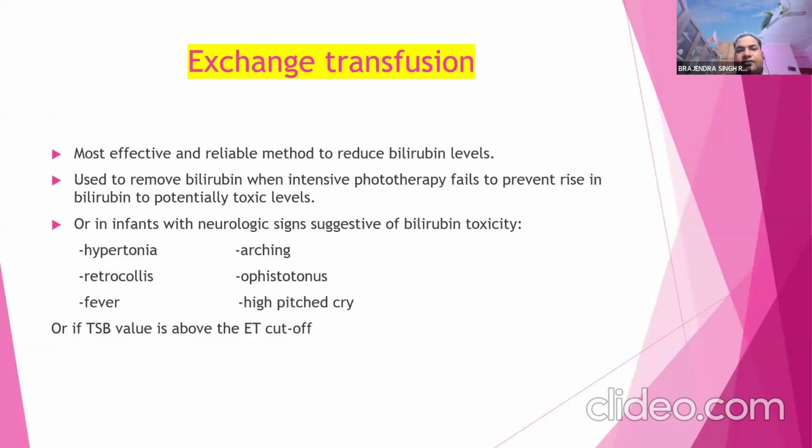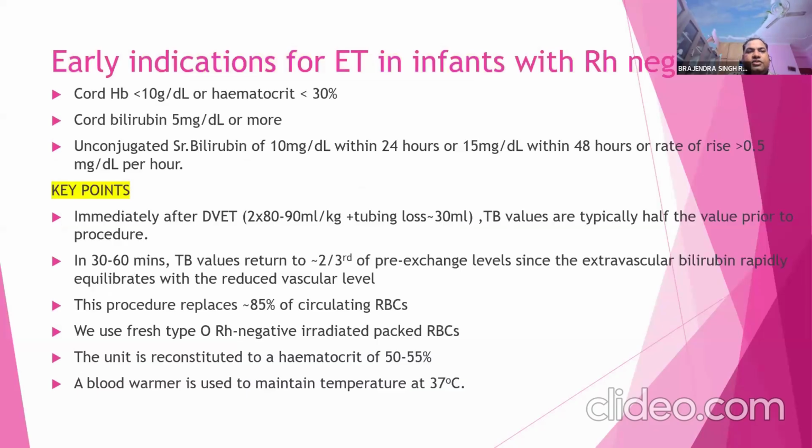To prevent this dangerous complication, we should identify early the cutoff level for intervention with exchange transfusion. We go for exchange transfusion as the most effective and reliable method to reduce bilirubin level. If we timely identify and timely intervene, we can prevent brain damage and complications. So, early identification of indications for ET in infants with Rh negative.